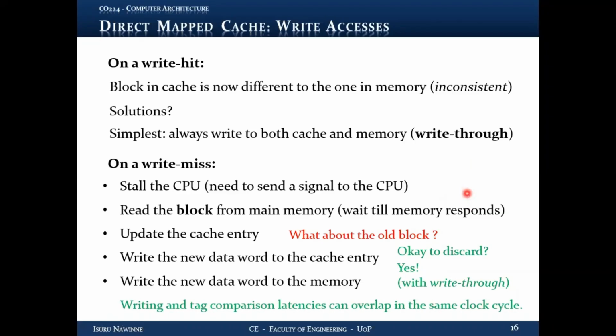So because of the same reason, we can perform the writing of the data word and tag comparison at the same time, overlapping those two latencies. So if the tag comparison turns out to be a hit, then we have already done the write. It's fine. If the tag comparison turns out to be a miss, we are going to discard the data block that we wrote to, meaning we corrupted that data block, but we are going to discard it. So it's again fine. So we can do both operations within the same time period. There can be an overlap of the times taken for writing and tag comparison.